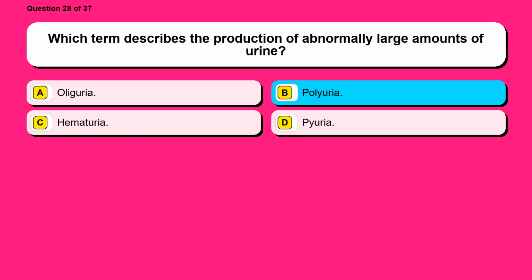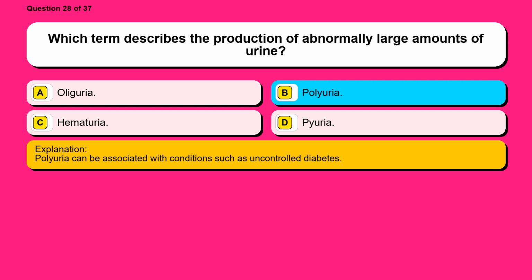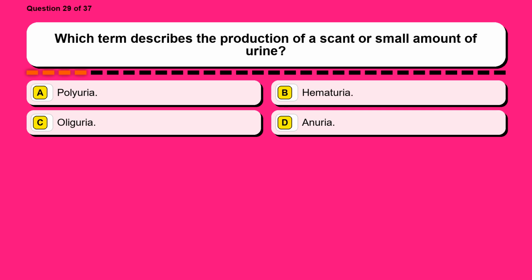The correct answer is option B. Polyuria. Polyuria can be associated with conditions such as uncontrolled diabetes. Question 29. Which term describes the production of a scant or small amount of urine? Option A. Polyuria. Option B. Hematuria. Option C. Oliguria. Option D. Anuria.